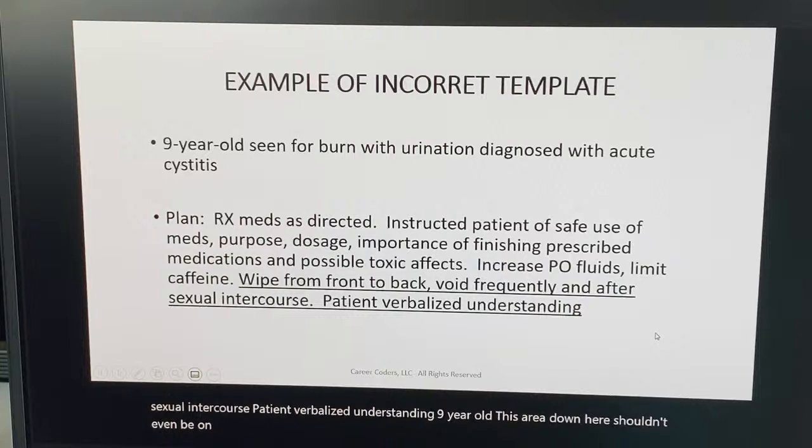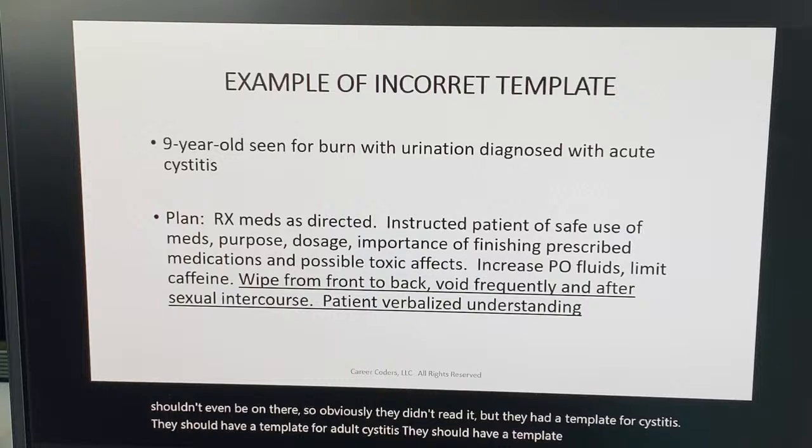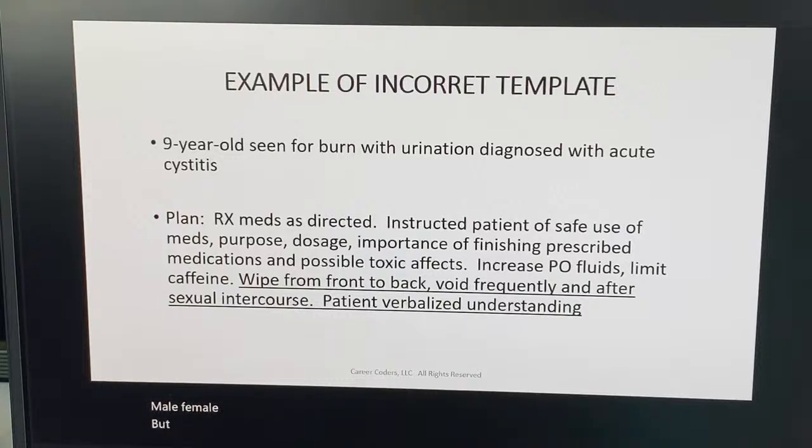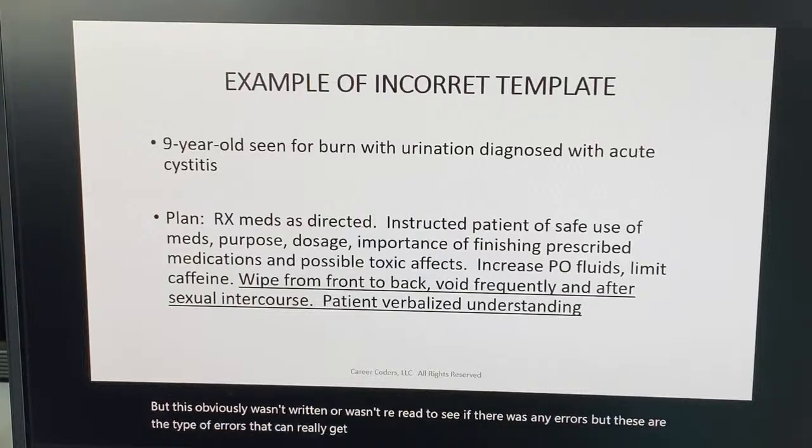So obviously they didn't read it, but they had a template for cystitis. They should have a template for adult cystitis. They should have a template for child cystitis, male, female. But this obviously wasn't written or wasn't reread to see if there were any errors. These are the type of errors that can really get a doctor into trouble.